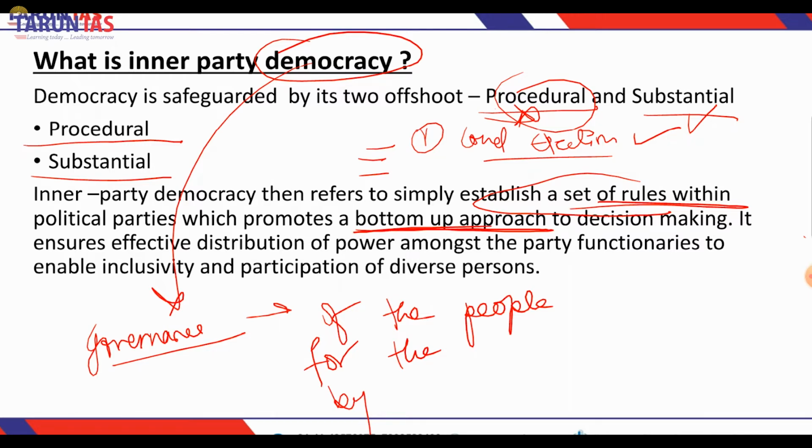That means every member of the political party, whether a political leader or a member working at the grassroots level, is of utmost importance in decision making, and every person who is a member of the party and working to realize the objectives of the party has equal importance irrespective of region, caste, creed and so on. That means it must enable the inclusivity and participation of diverse persons.